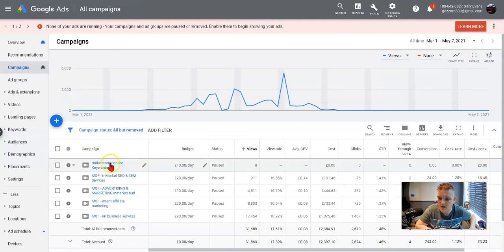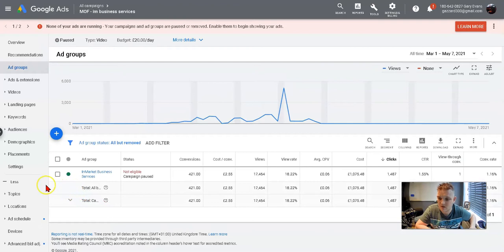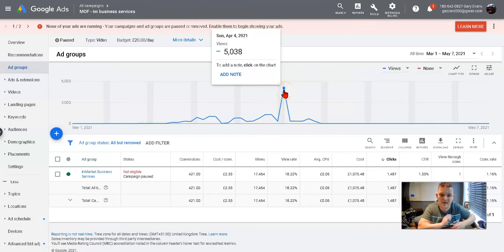We'll then look at the in business services campaign, and as you can see, these are the impressions I was getting. Massive increase there. This is when I spent a massive amount of money, £300 in one day, which is probably about $350, $360 maybe. I'm not entirely sure, but it's quite a lot. I got a lot of impressions, still no sales.